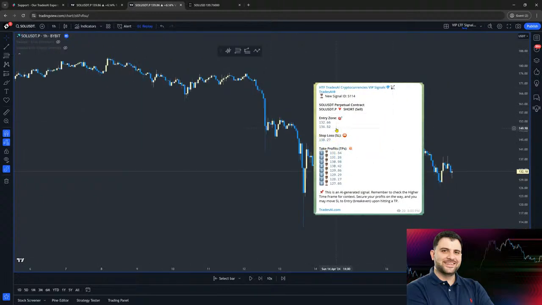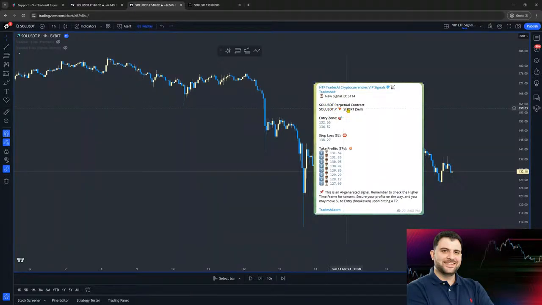Okay, so this is the signal. The signal has an ID on the top, which we use to identify it. If you want to chat with us or have any questions, that's the ID. If we come back to the signal, you have the ID in here. And then we state the asset. So this one is a Solana signal. I screenshotted this from Telegram. So it's Solana, S-O-L-U-S-D-T.